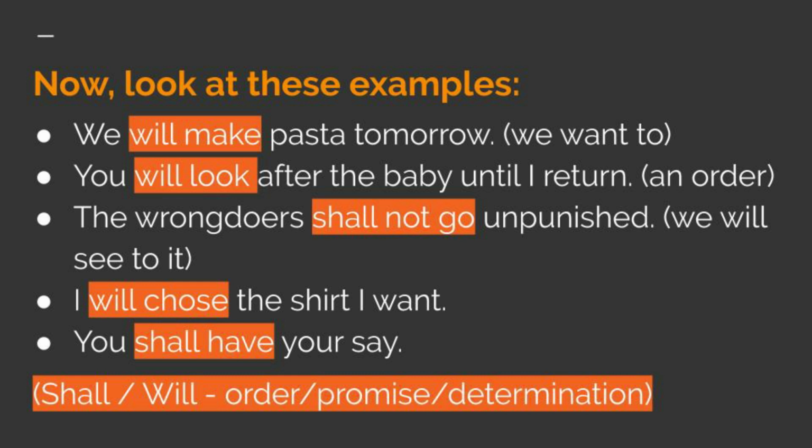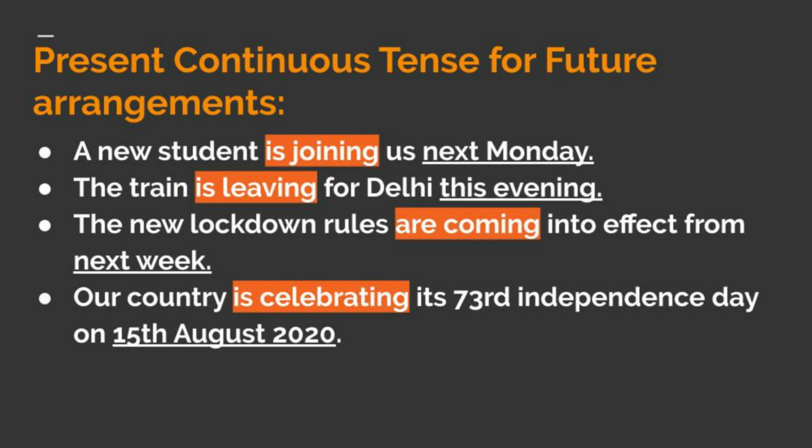So now we've already looked at how to use will in the sentences. Then we have seen how to use going to. Now we're moving on to the present continuous tense for future arrangements. So how do we use present continuous tense when we want to talk about future? So look at this. A new student is joining us next Monday. So, is joining. You remember the present continuous? The helping verb is, are, or am with the ing form of the verb. So a new student is joining us next Monday.